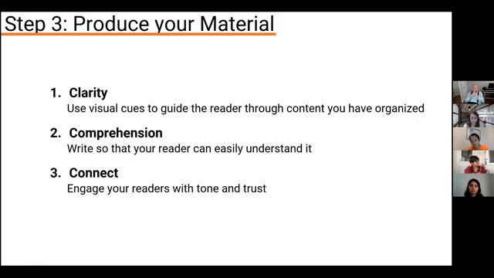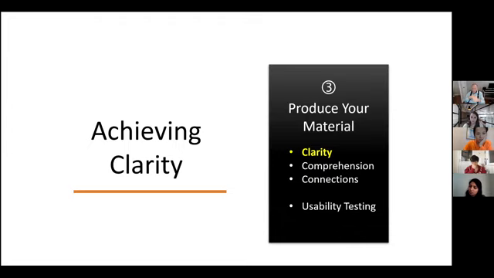Okay, so now let's look at the three steps here. Clarity, again, is what I'm talking about here, is visual clarity and presentation. Comprehension is writing so your reader can understand it. And connection is engaging your readers emotionally by using the right tone and creating an atmosphere of trust.